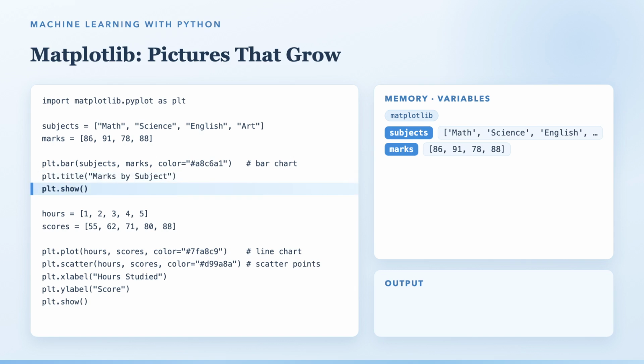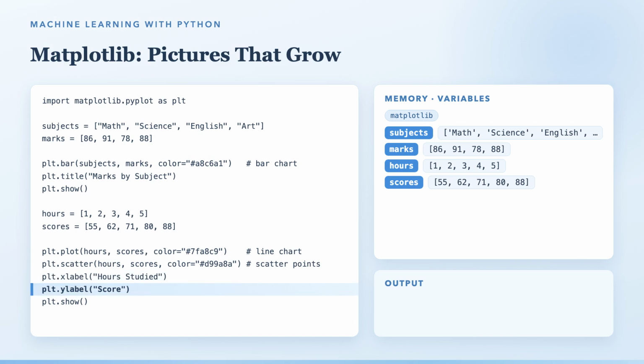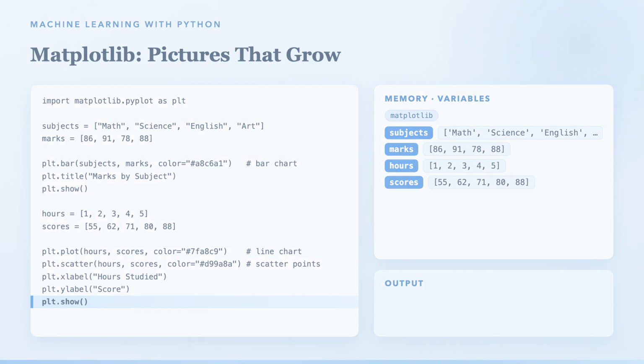We begin by importing matplotlib.pyplot and calling it plt. Then 2 small lists: subjects holds math, science, English, and art, and marks holds 86, 91, 78, and 88. Calling plt.bar with subjects and marks grows a soft green bar for each subject. plt.title names the chart marks by subject, and plt.show lets us see it. Next, hours holds 1 through 5, and scores rises from 55 up to 88. plt.plot draws a gentle blue line through those points. plt.scatter rests a rosy dot at each pair. We label the axes hours studied and score, and show the picture.